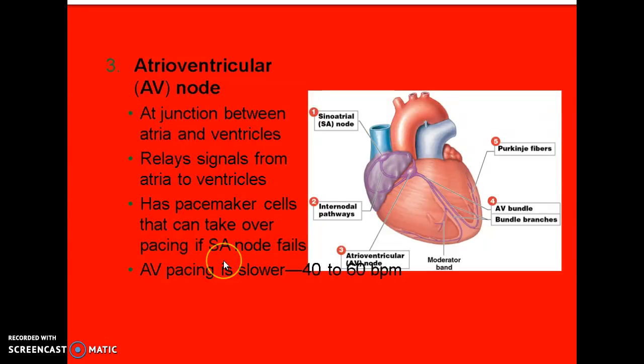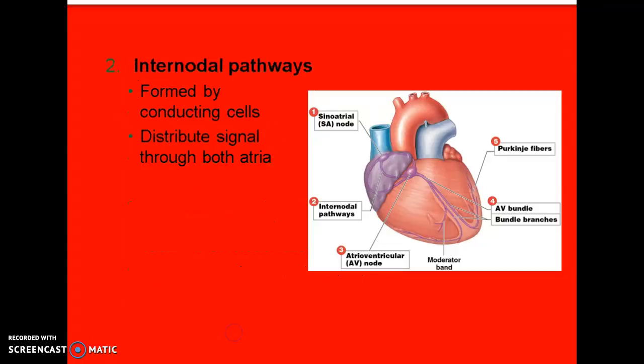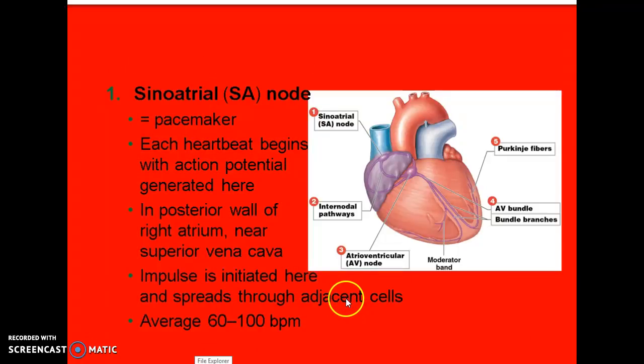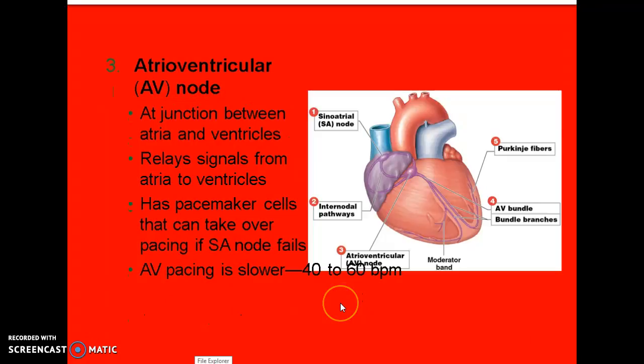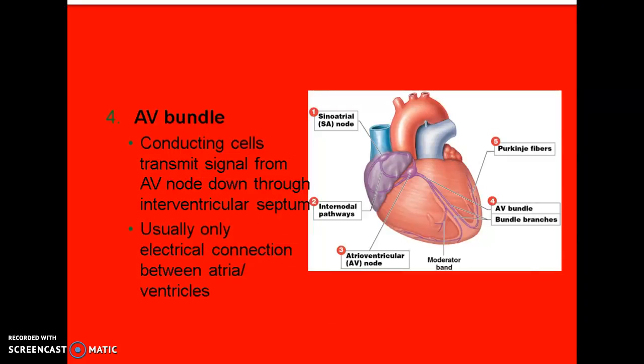The signal arrives at the AV node, and this is at the junction between the atria and the ventricles. It will relay signals from the atria to the ventricles. This area, the AV node, is kind of like the backup for the pacemaker, so it can take over if the SA node fails. The SA node beats at 60 to 100 beats per minute, whereas the AV node is slower, 40 to 60 beats per minute.